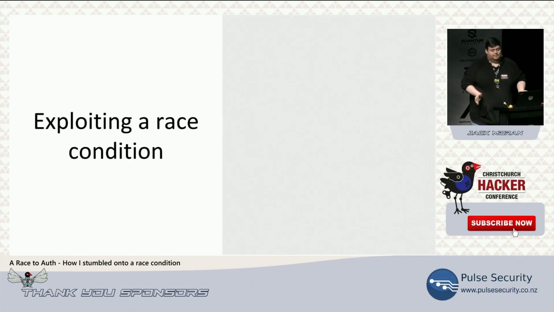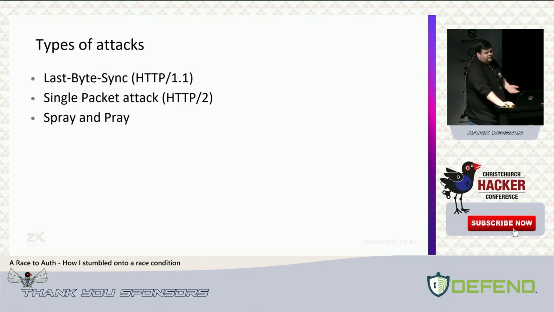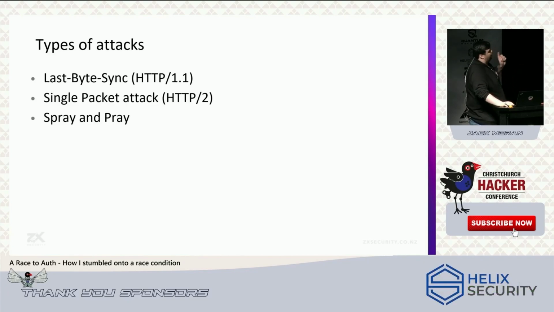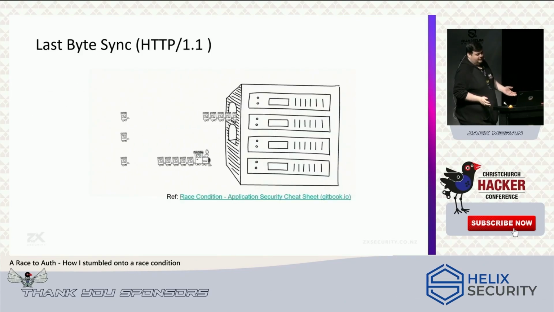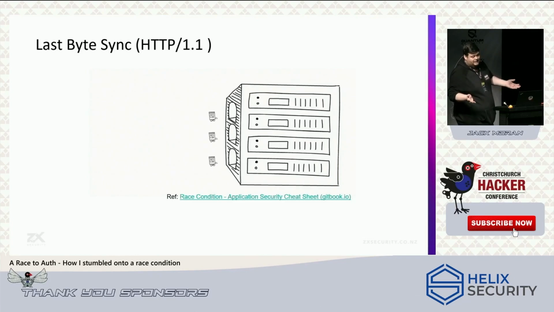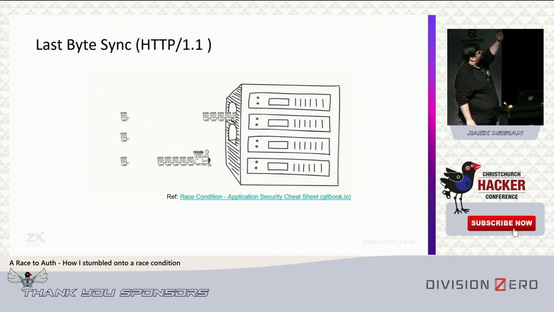Now, I want to talk about potentially exploiting a race condition, because I've shown you all of this, but let's take a look at some of the attacks we can do. You've got over HTTP 1.0, 1.1, you've got last byte sync attacks. You've also got single packet attacks over HTTP 2, and my favorite, the spray and pray. So I'm going to start with the last byte sync. This method or technique used over HTTP 1 is where multiple requests are sent concurrently.